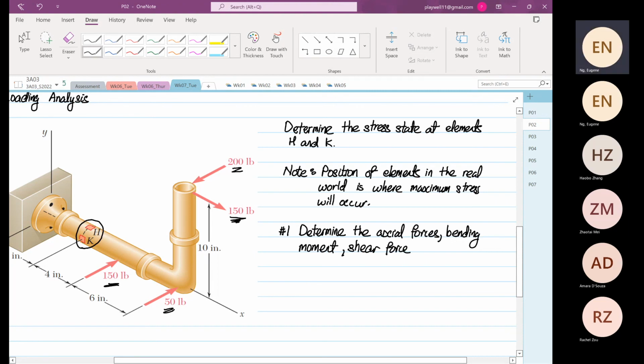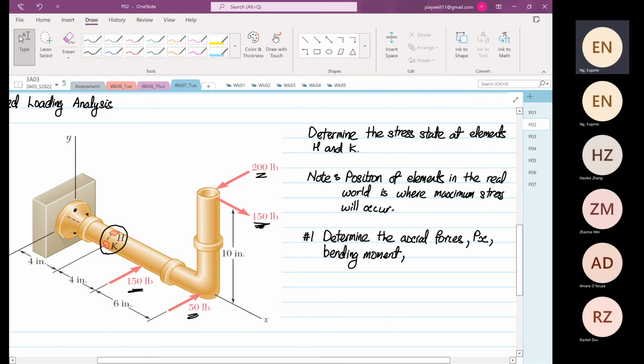Okay, and before I write all this, I'm going to write down what I mean. So axial force, based on the transformation over here, we have to determine our Px. We have to determine the bending moment. So for this case, based on this transformation over here, the bending moment will be in the y axis and z axis. Then we have to determine our torque, which is in the x axis, and we have to determine the shear force, which will be in the Vy and Vz direction. So that's the first thing.